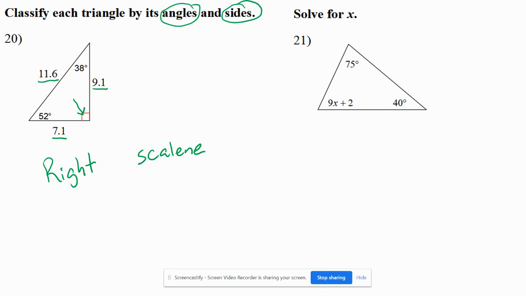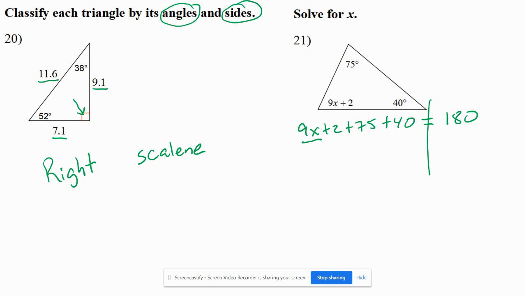Looking at question number 21, solve for x, I see that I have all three angles of a triangle. So I'm just going to add everything. It doesn't matter where you start. I'm just going to do this as 9x plus 2 plus 75 plus 40. I'm adding everything. And we talked in class that the angles of a triangle add up to 180, always. Let me separate them with the equal sign.